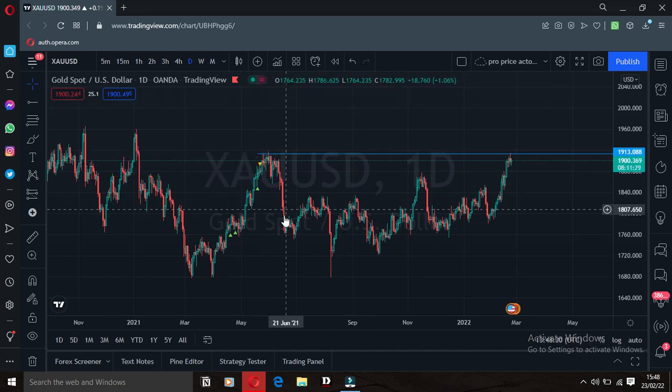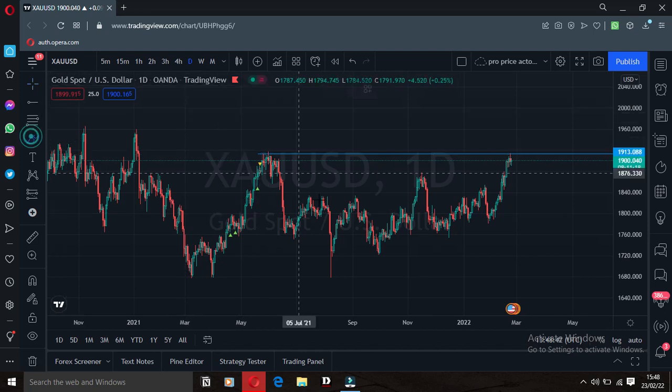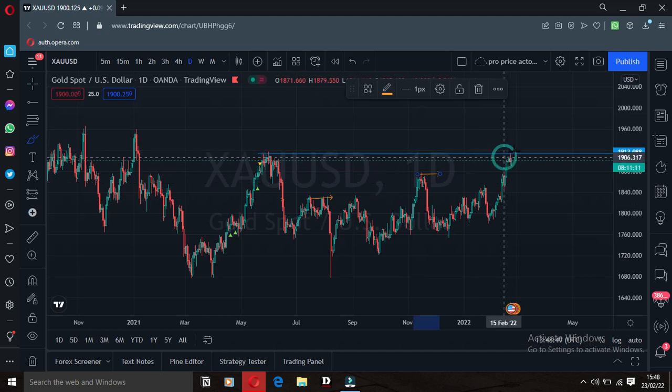I'm going to identify everything from a bigger time frame to a lower time frame, and the entry and everything. So let's begin the analysis. You can see here we have our first touch, and our second touch, third touch, and our fourth touch on the resistance. Now I'm going to draw my minor trend line over here.